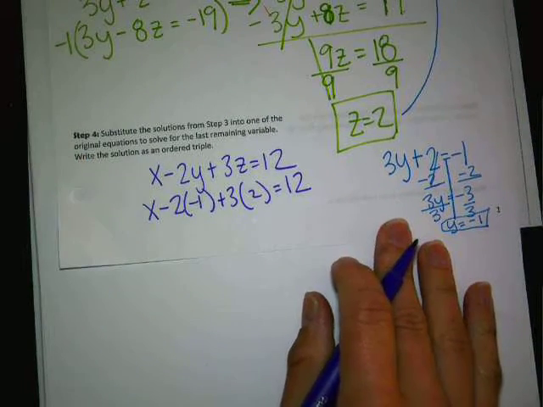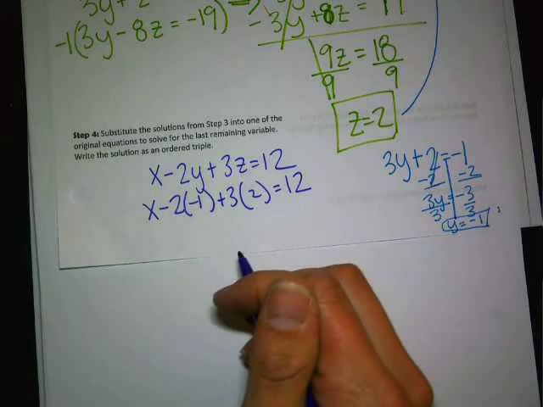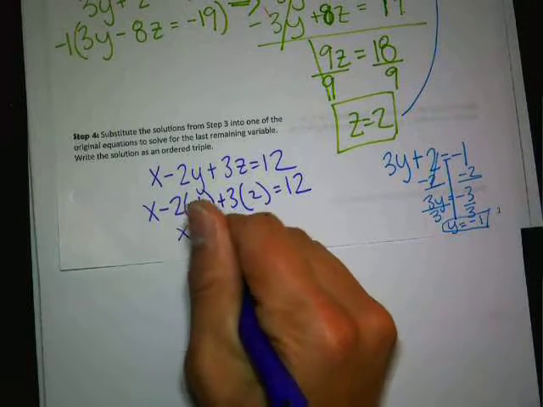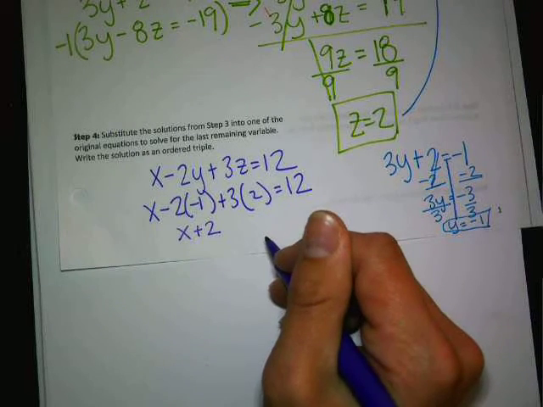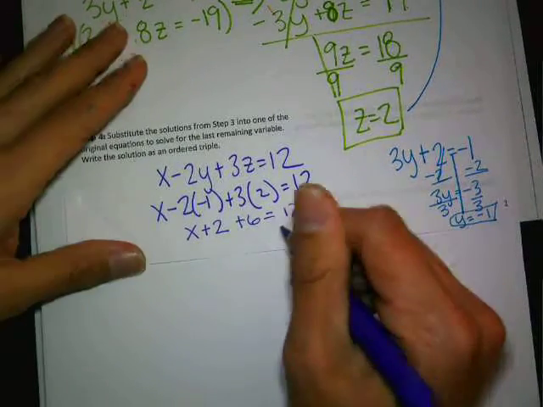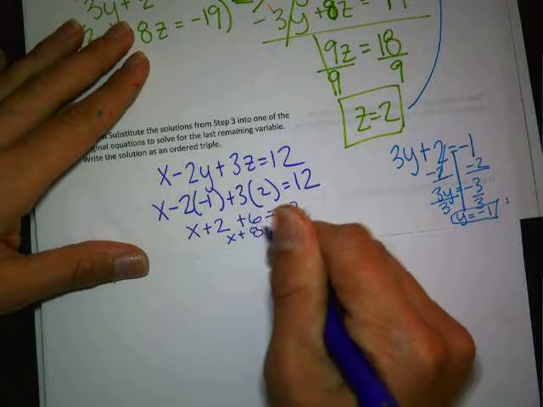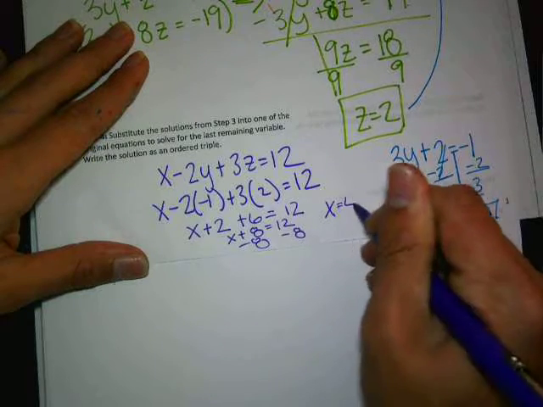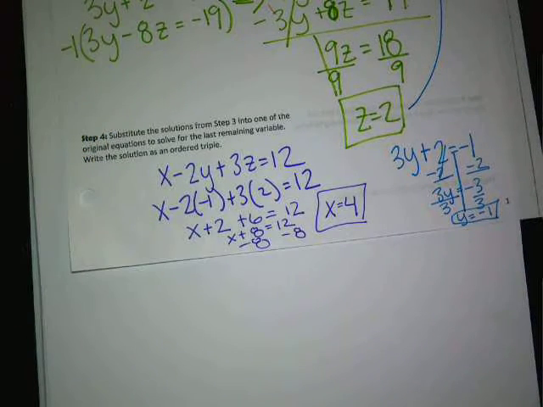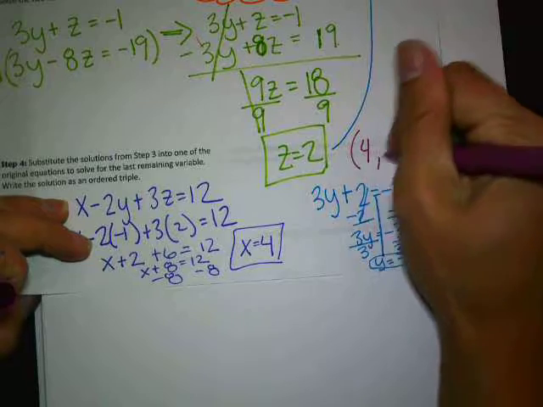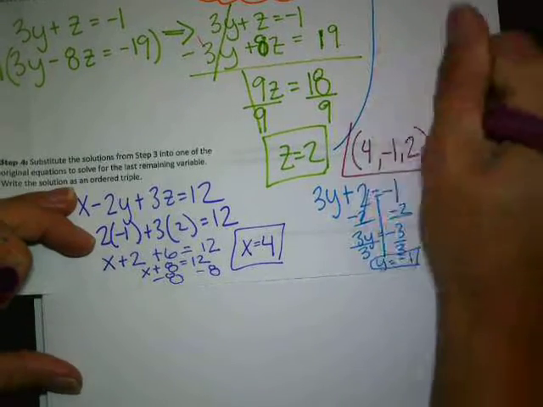Who wants to do this? Emery does. Good. Plus 6. Very good. Oh my gosh, good job. Yes, I do want it as a coordinate: 4, comma, -1, comma, 2. x, comma, y, comma, z. It goes in alphabetical order.